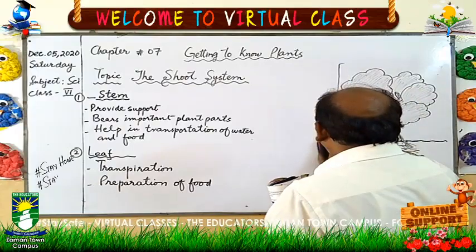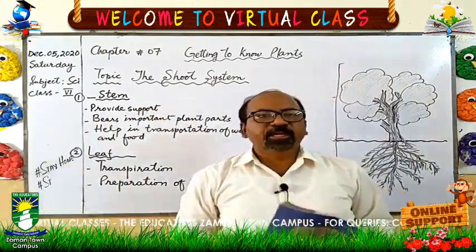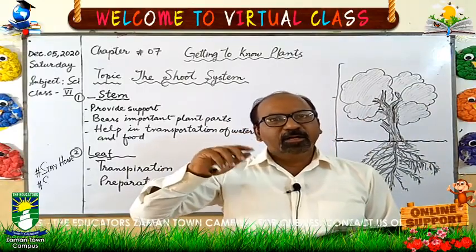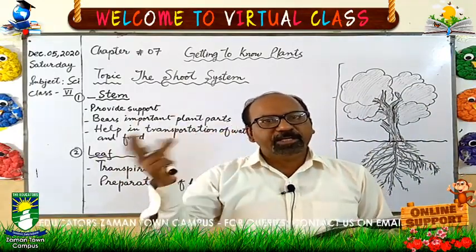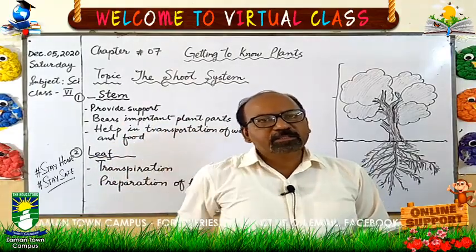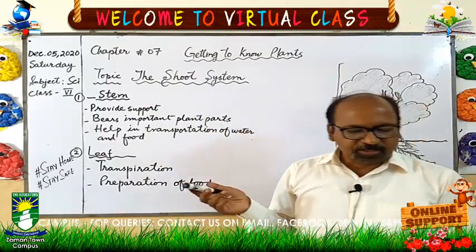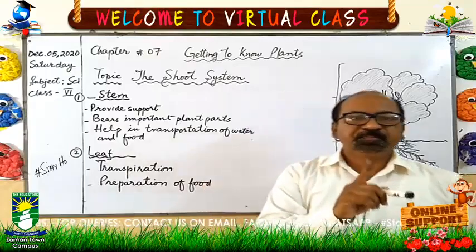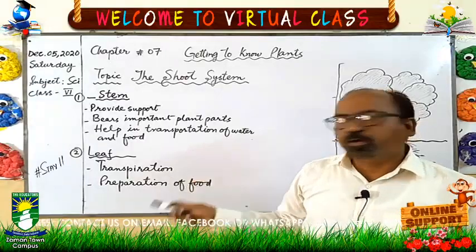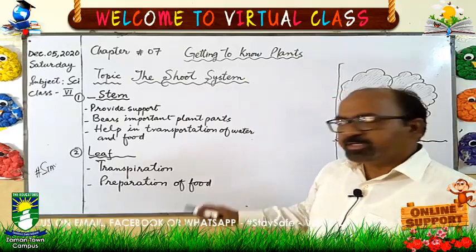One of them, you have seen leaves of different types. Some leaves are bigger, some smaller, some very thin, some lush green, sometimes parrot green, sometimes yellow. Their color, size, shape, and thickness are different in different plants and trees. But their function is the same. What is their function? There are two types of function performed by the leaves: one is transpiration and the other is preparation of food.